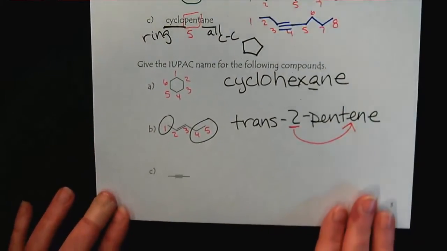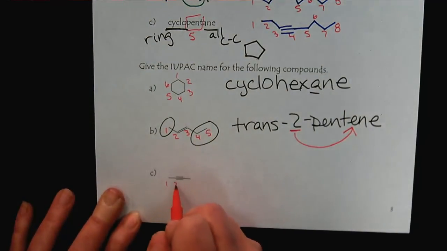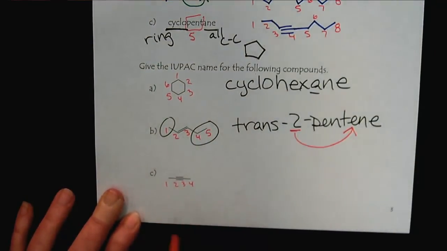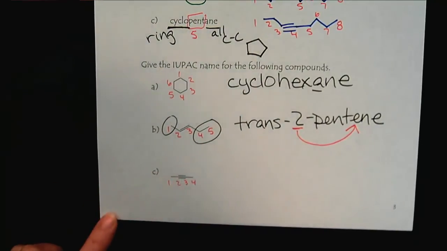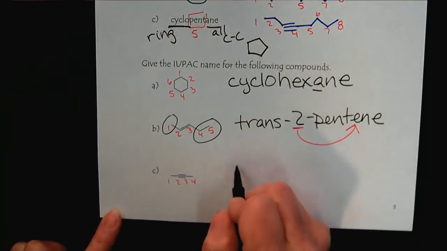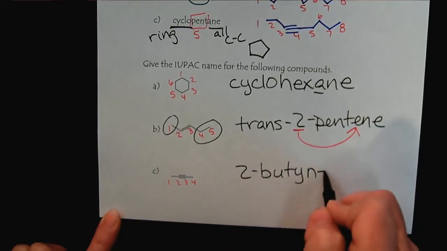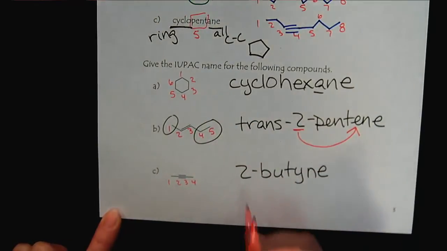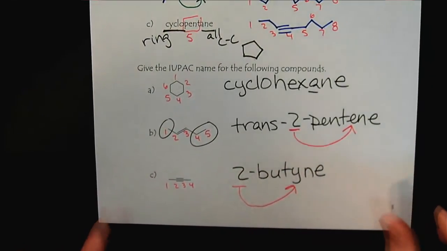And then this last example, and we have 1, 2, 3, 4. So it's important to recognize, as we transition from a single bond to a triple bond, there has to be an atom there to make that connection. And so this would be 2-butyne, with the 2 telling everybody where to find the triple bond.